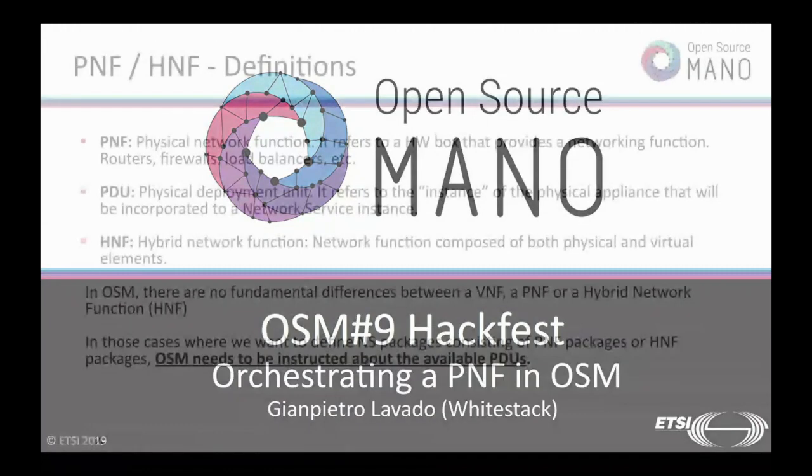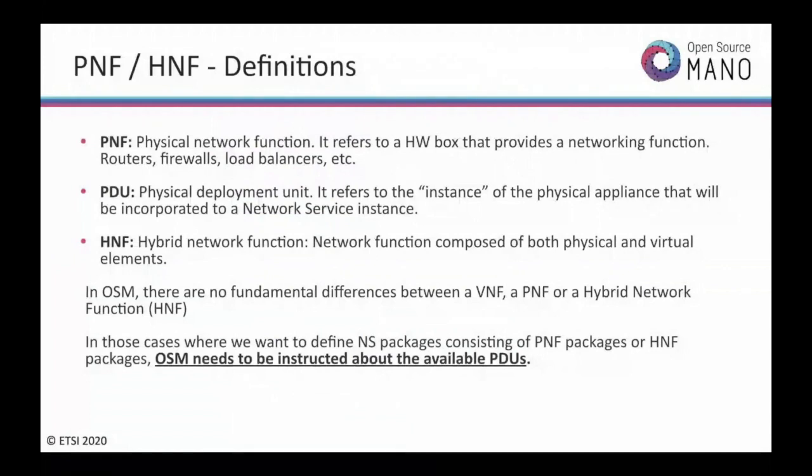A physical network function is a hardware appliance that provides any networking function, like, for example, a router, a firewall, a load balancer, a switch, any function that is outside of the domain of your cloud or your NFVI, any box that is outside the domain, but that has to do with the network service. So it's relevant for your network service for some reason.